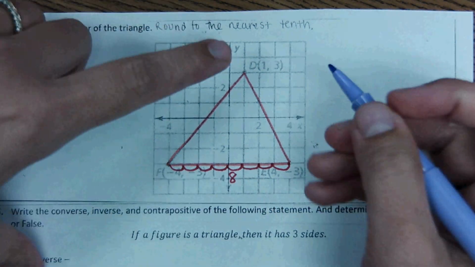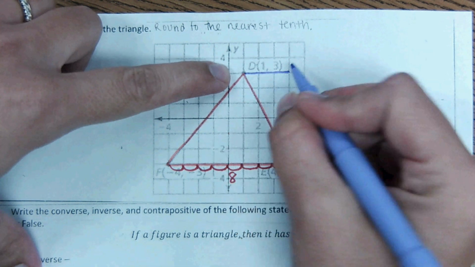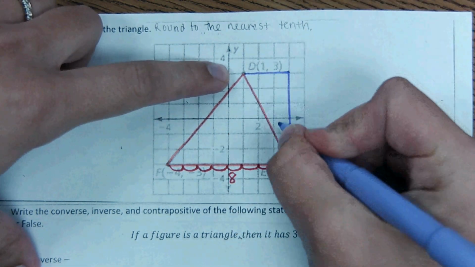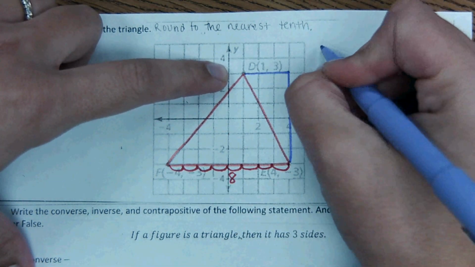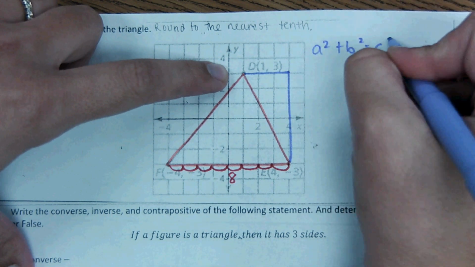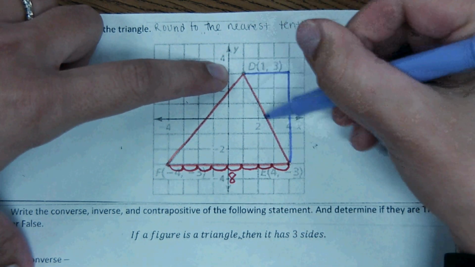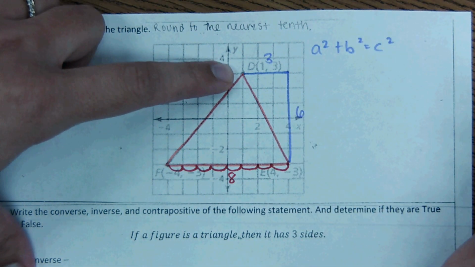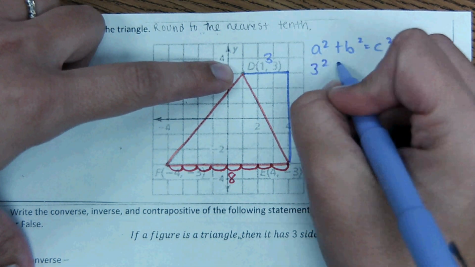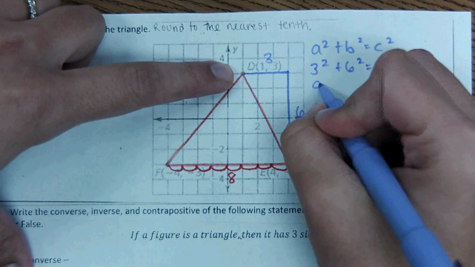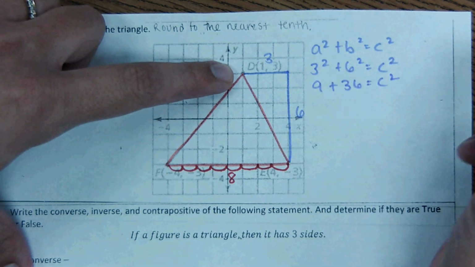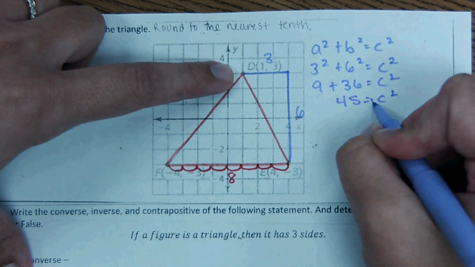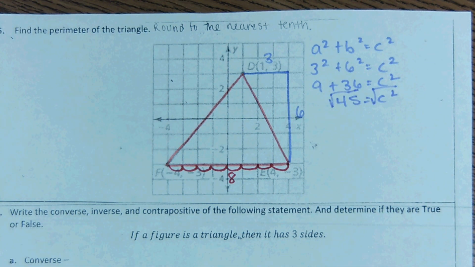Okay, then for the diagonals, we can't just count because the diagonal of a square isn't the same as the side unit of a square. So the way we find this exact length is we're going to sketch out right triangles and use the Pythagorean theorem. The Pythagorean theorem is a squared plus b squared equals c squared, and then we can use that to find c, this diagonal. So we have 3 units here, 6 units here, and then we can plug this into the Pythagorean theorem.